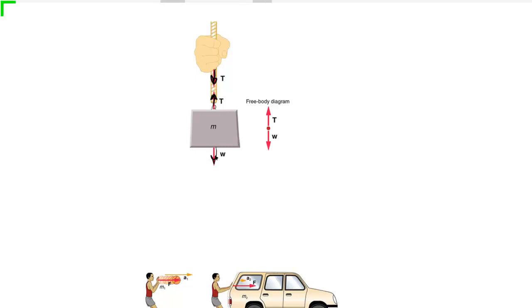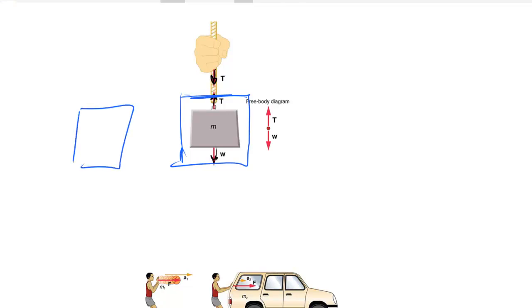But if I'm looking for the tension, I could just evaluate what is the tension acting on this mass. And so I can draw my system to be like this. This is my system of interest. I'll just draw a box around it. And let's actually do this. So here's that, and here's my mass inside here.